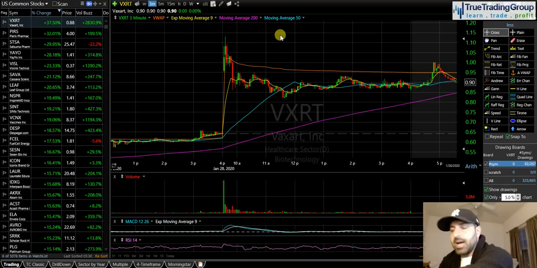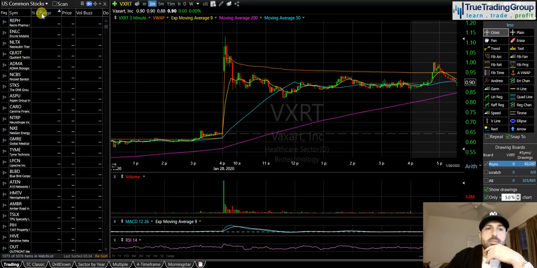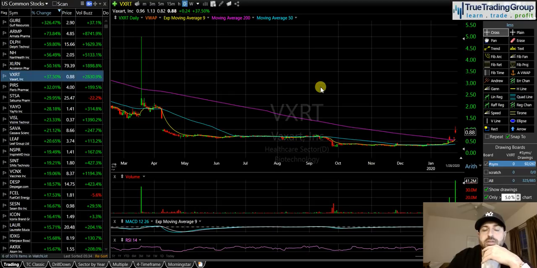For VXRT, I was playing this for a gap move, and we didn't get it. The pattern ended up failing, and this is what I mean by a lot of setups. A lot of good patterns and good setups ended up failing today. It's just one of those days. There's no such thing as a fail-proof pattern. Even the best-looking setups can fail, and that's what we saw here today. VXRT. I'll take you to the daily chart first.